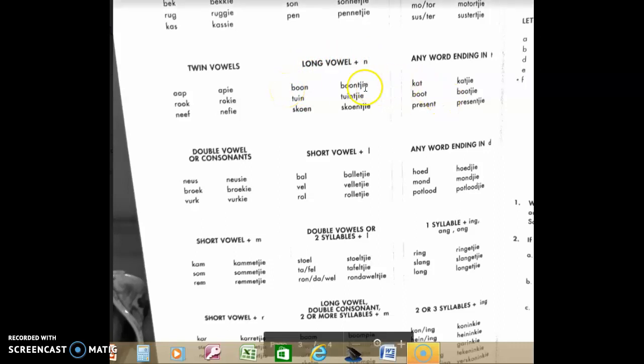A long vowel plus an N, and you will add a TJIE to that, right? Boon, boontjie. Tuin, tuintjie. Skoen, skoentjie. Any word ending in a T, you will only add a JIE, right? Kat, katjie. Boot, bootjie. Present, presentjie.